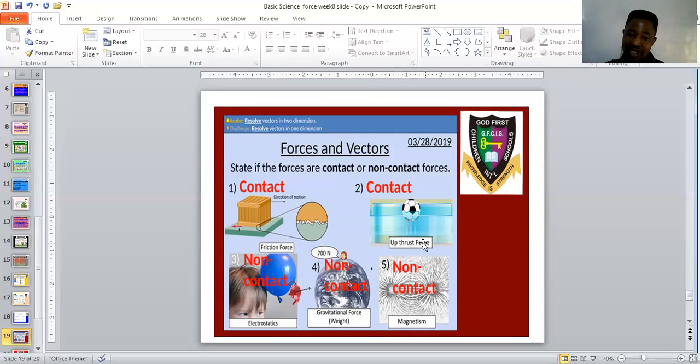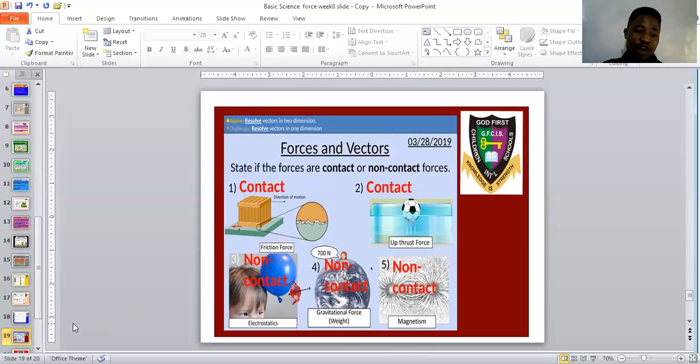This is upthrust. This is the experiment I told you to try at home. Get a trough or a bath, fill it up with water, and try to push a ball to the bottom of that trough. What you see is that the ball will shoot up with great speed. It's called upthrust force. And the last one is a non-contact force, the force of magnetism.